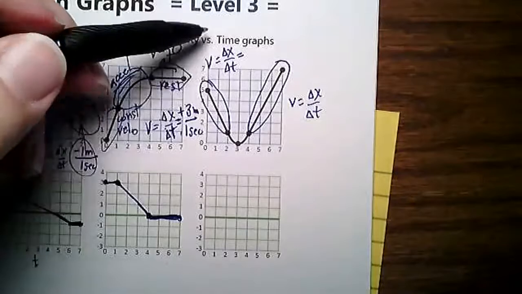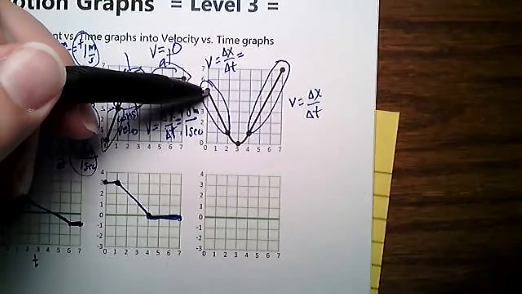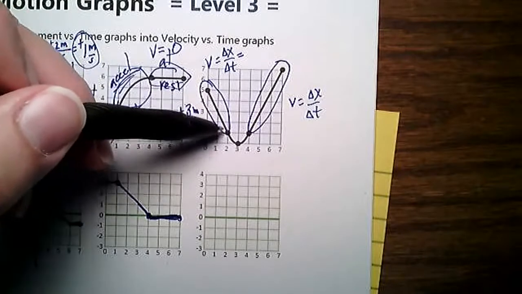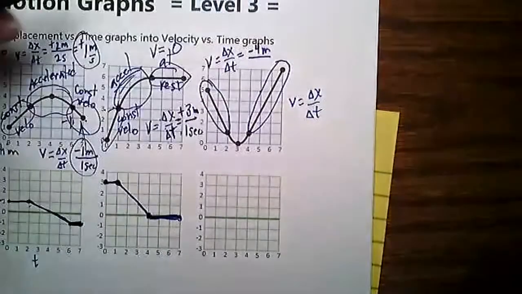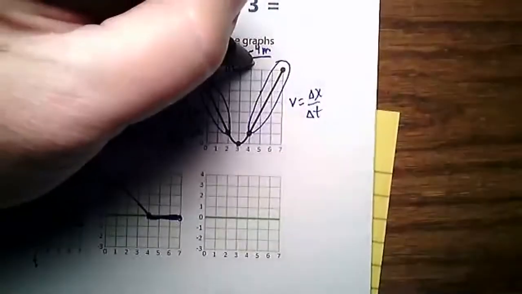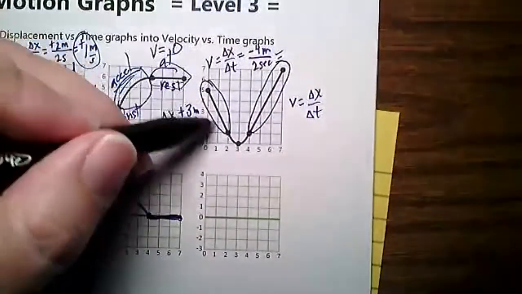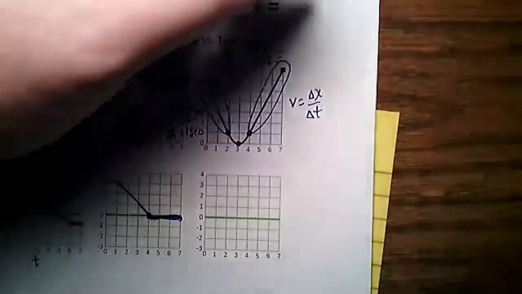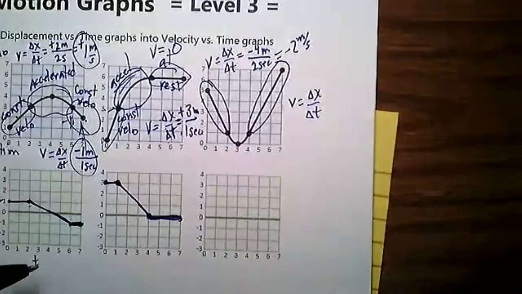So if I look at this one, how much did my delta x change? Well, I went from 5 all the way down to 1. So 5 down to 1, that's a negative 4 meter change. How long did it take? It took 2 seconds. So my velocity during this period of time is negative 4 divided by 2, or negative 2 meters per second. Okay.